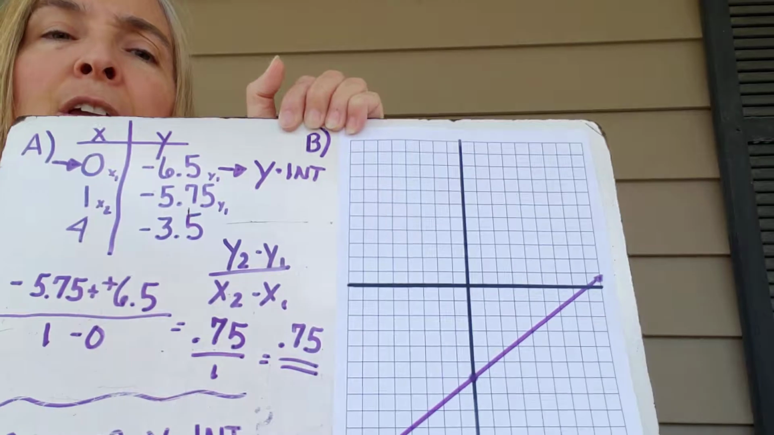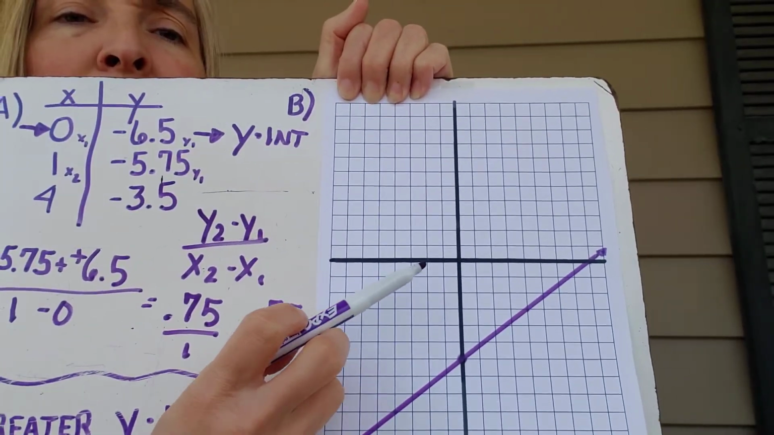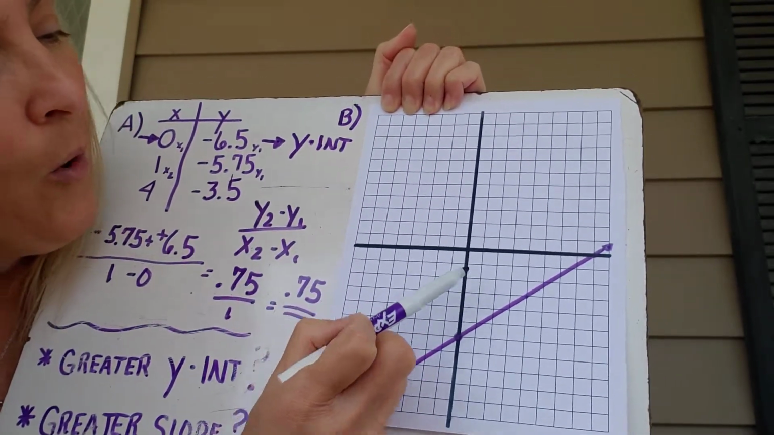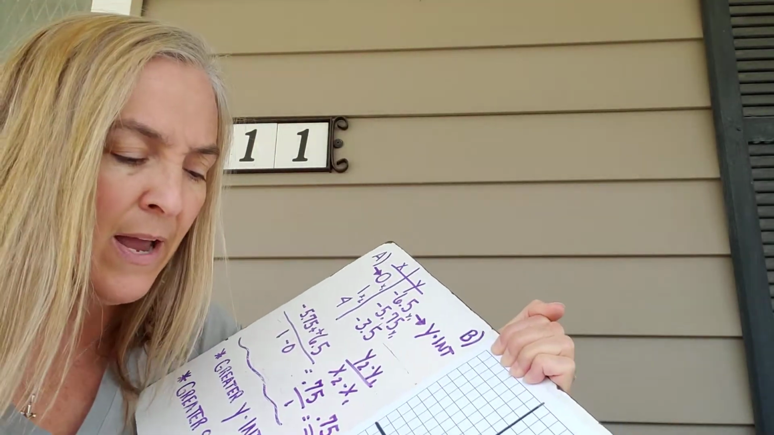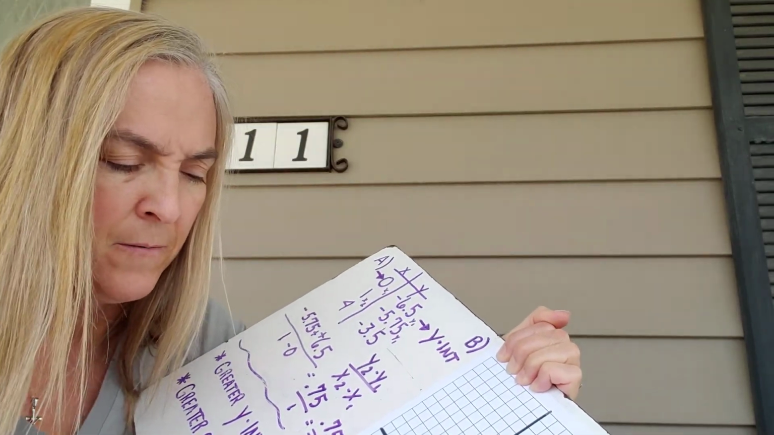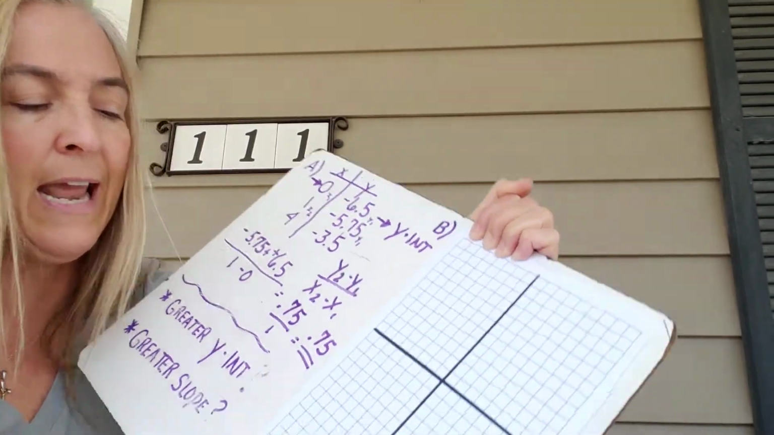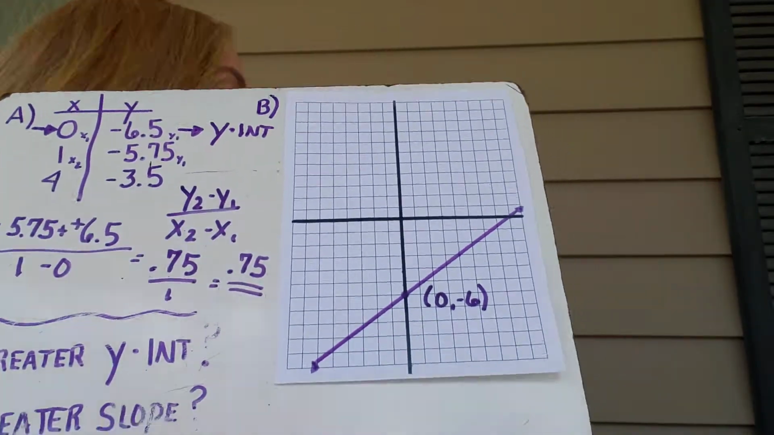If we look at the graph, all we need to do is count down. 1, 2, 3, 4, 5, 6 is my y-intercept. 0, negative 6. And you can sit that right there.